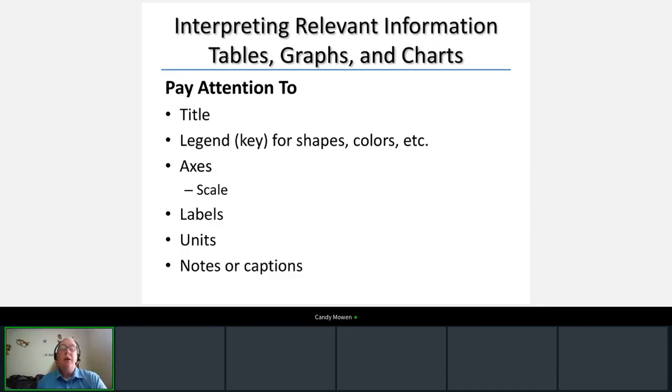Pay attention to the title. Legend or key for shapes, colors, etc. As we say in cooking, presentation is everything. Axes have a scale. Labels, units, and notes and captions when you're putting together graphs, tables, and charts.